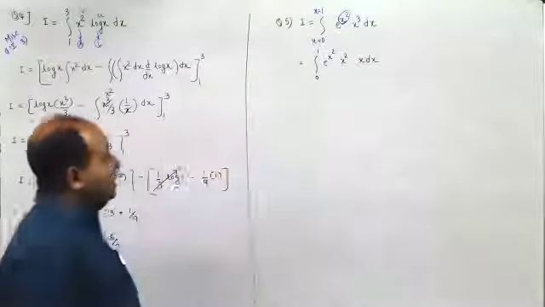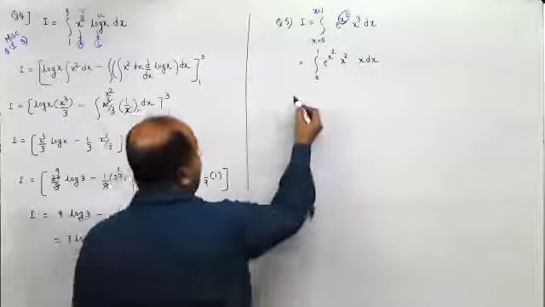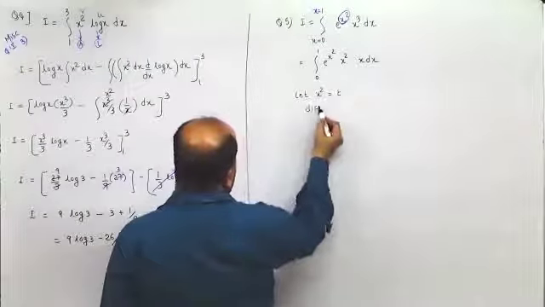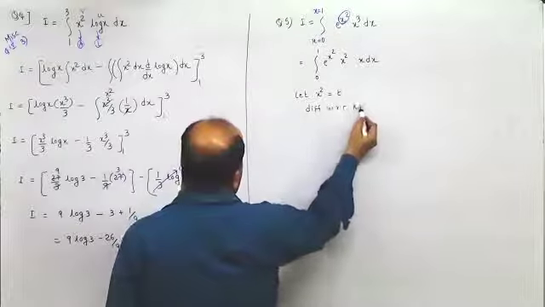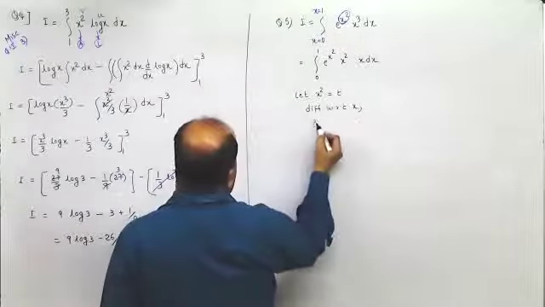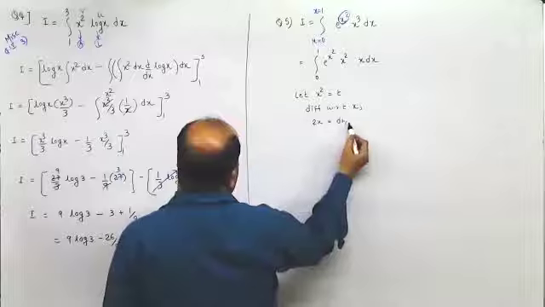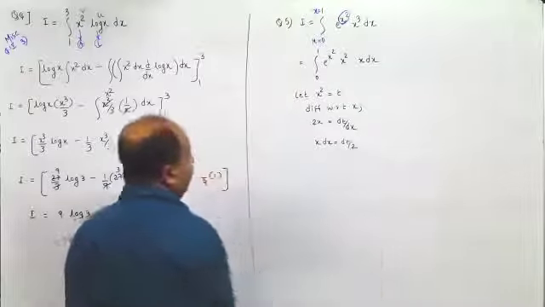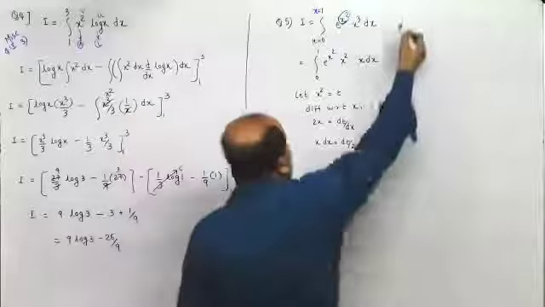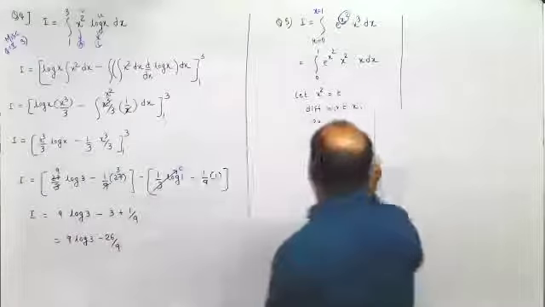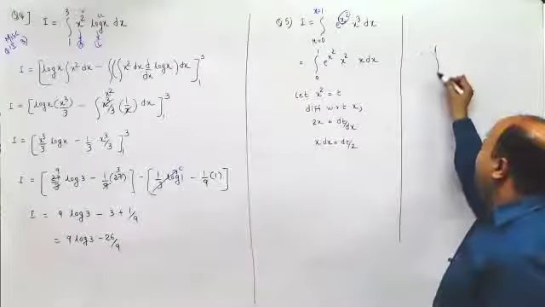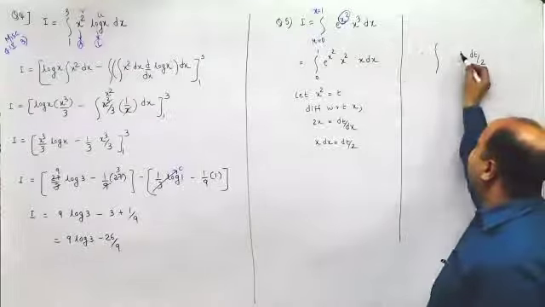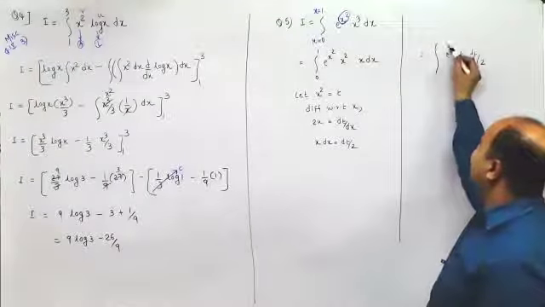Now, what I'll do is let x square be t. When x square is t, you need to differentiate with respect to x to get what dx would be replaced with. This would be 2x equal to dt by dx. So therefore, x dx would be replaced by dt by 2. Now observe here, you are going to replace x dx with dt by 2, and x square with t, and this is e raised to t.